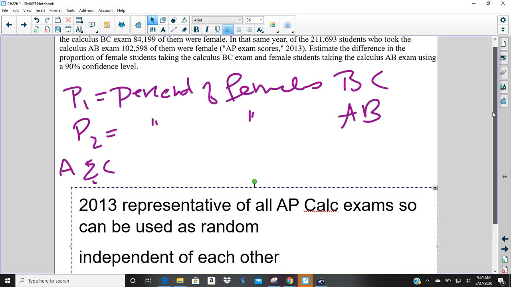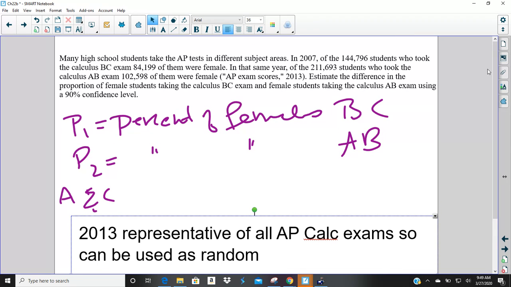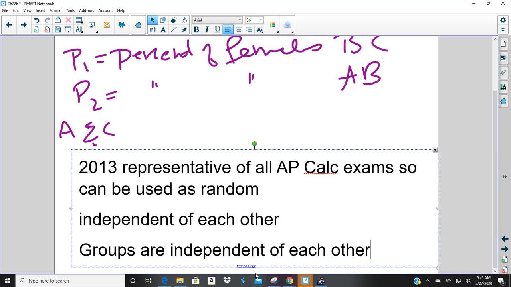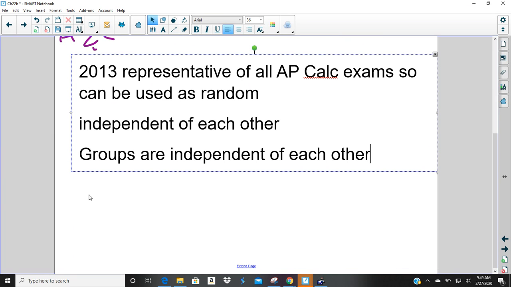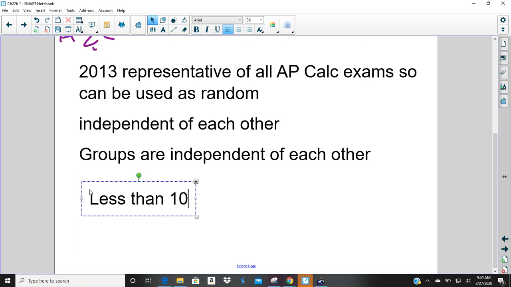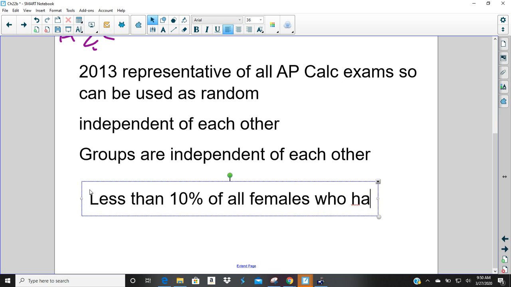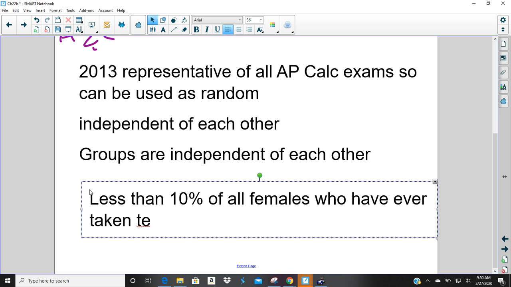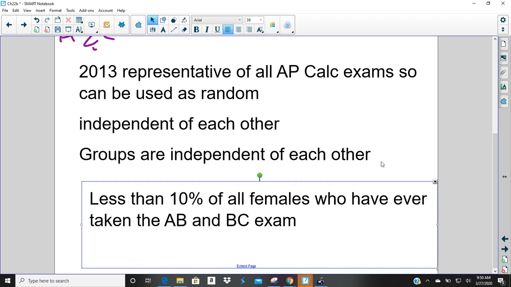The number of students, is it less than 10% of all the students who took the AP ever? No, it is less than 10%. So it's less than 10% of all female students who have ever taken the AB or BC exam. And finally, we have to do the NP/NQ.